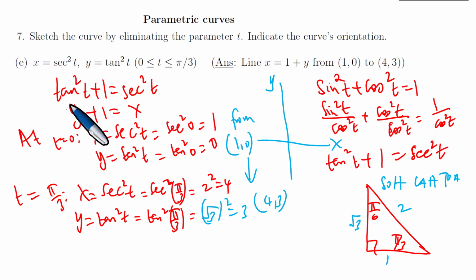Whenever x is 0, y becomes -1. Whenever y is 0, x is 1. And then you'd have a straight line like this, with the intercepts. But it's going to run from 1, 0, x is 1, y is 0, to 4, 3.